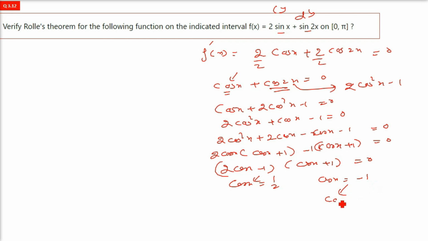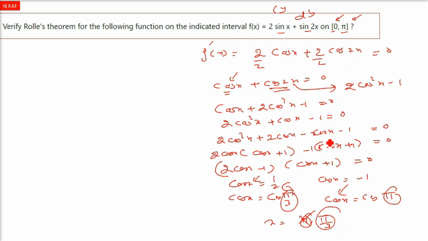So what will be the value of theta here if we put cos theta as half? Cos pi is negative 1. And what is the value of cos pi by 3? Cos 60 degrees is half. So we have two values here, pi by 3 and pi. But initially when we started this exercise, I told you that the corner points 0 and pi are not included. You have to find a value which is in between 0 and pi. So you will take only pi by 3, you are not going to take pi.